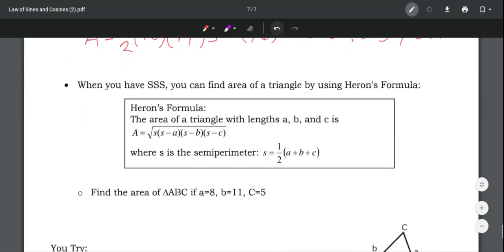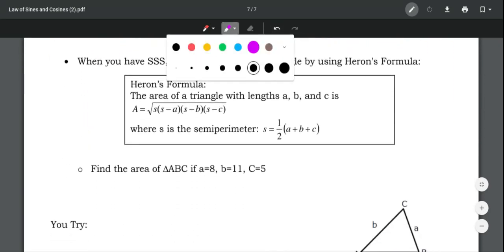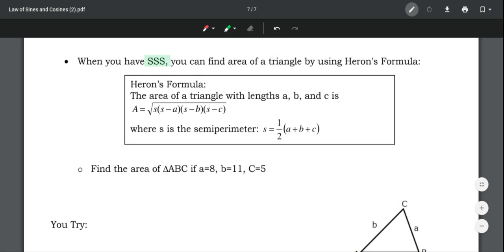Now, another case could be when we have side, side, side. All right, guys, we can also find the area of a triangle when we have side, side, side. When you have side, side, side, you can find the area of a triangle by using Heron's formula. So that's the name of the formula that we have here.